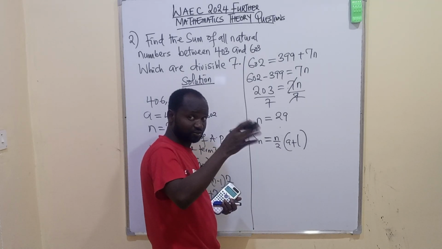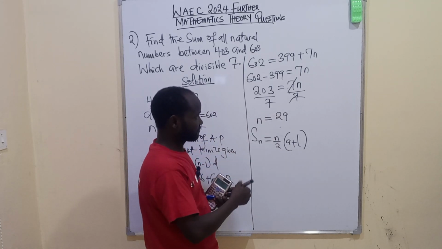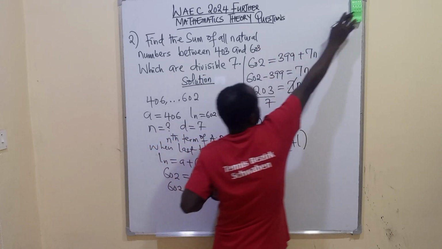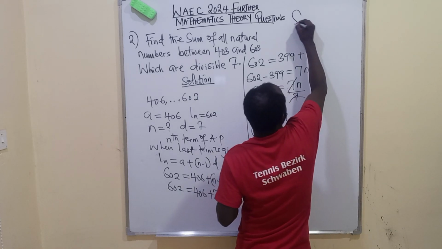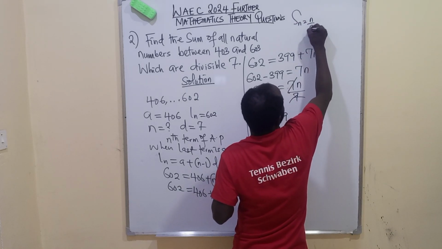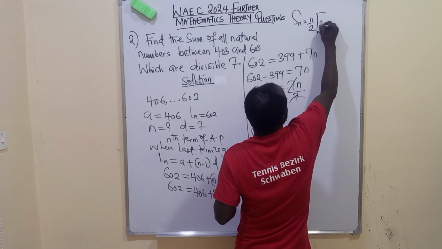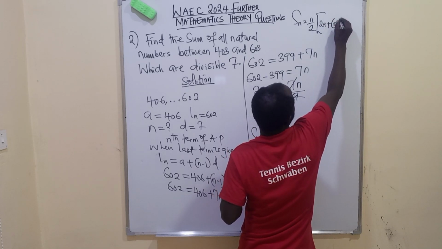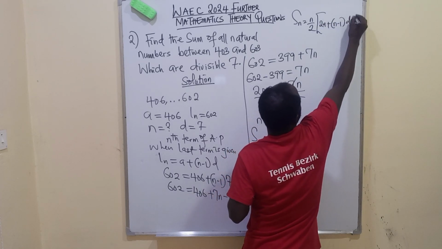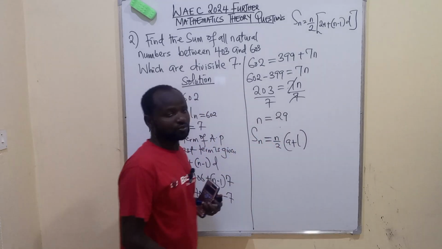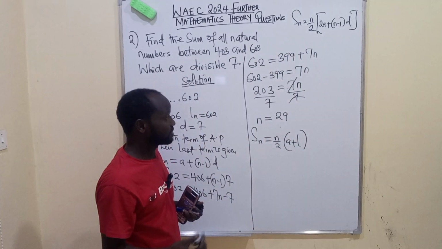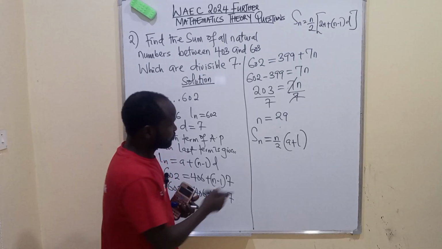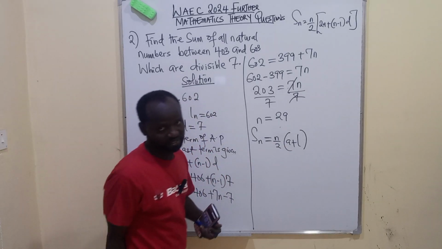But when the last term is not given, we use the other formula, which is given as, let me write it here. When the last term is not given, the sum of AP will be n divided by 2, square bracket, 2a plus (n minus 1) times the common difference. So this is the sum of AP when the last term is not given. But when the last term is given, we use this sum formula.